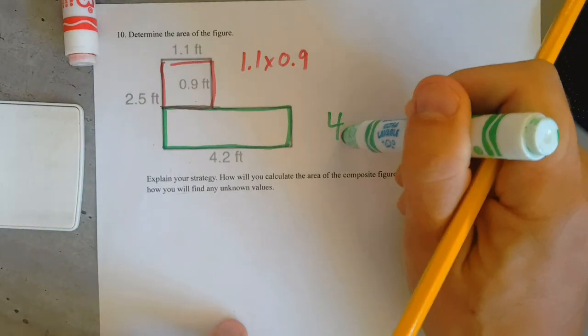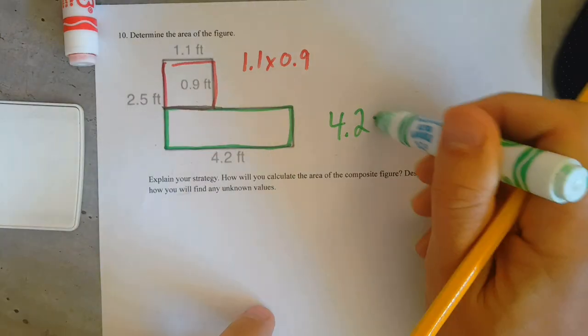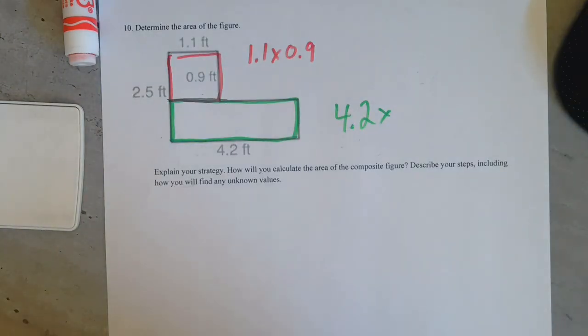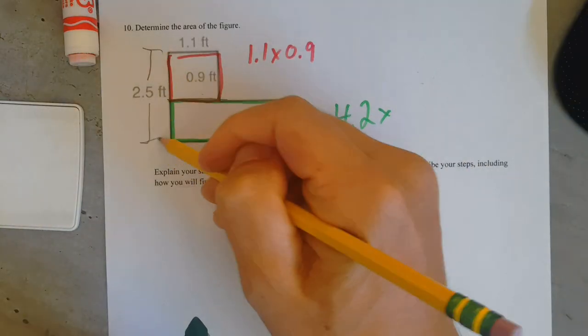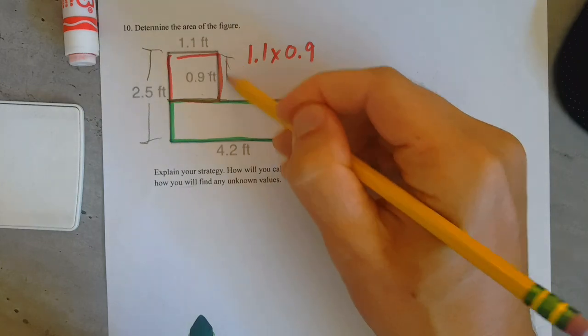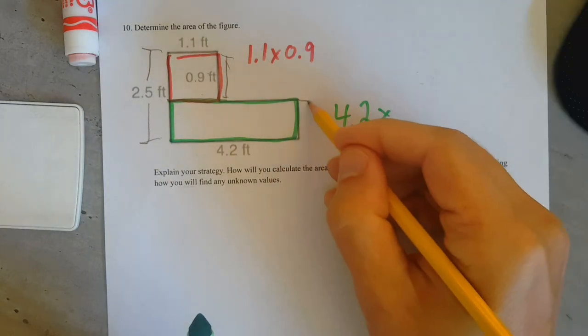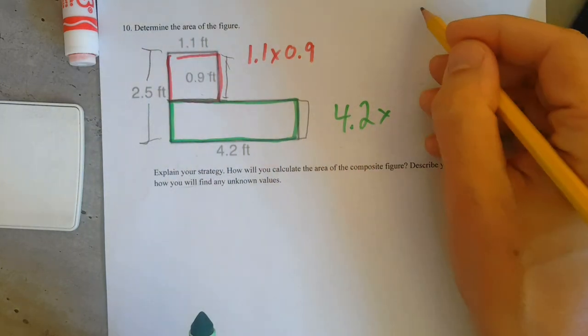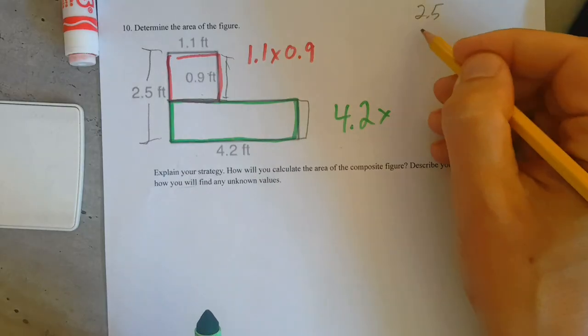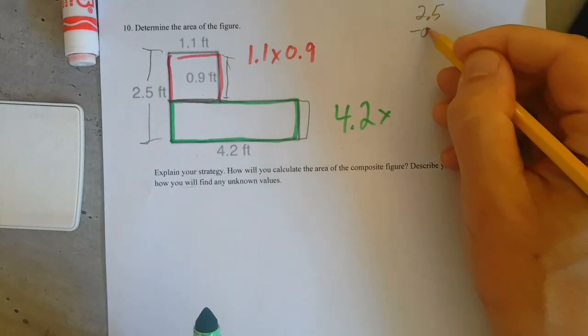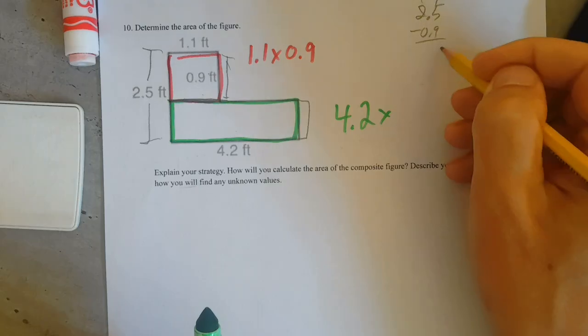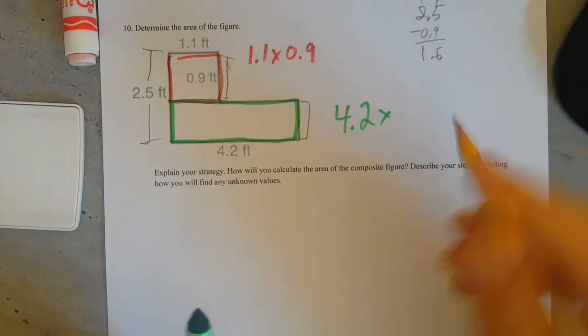Now I have the base of it, 4.2, but I don't have the height. Okay, 2.5 goes all the way up and down. The 0.9 goes here. So if I can subtract, I can get this part. 2.5 minus 0.9, 1.6.